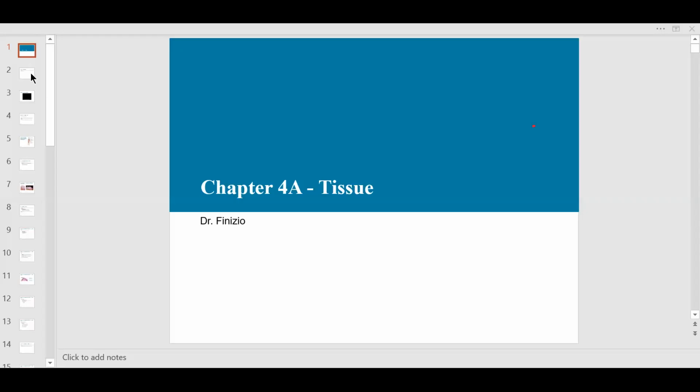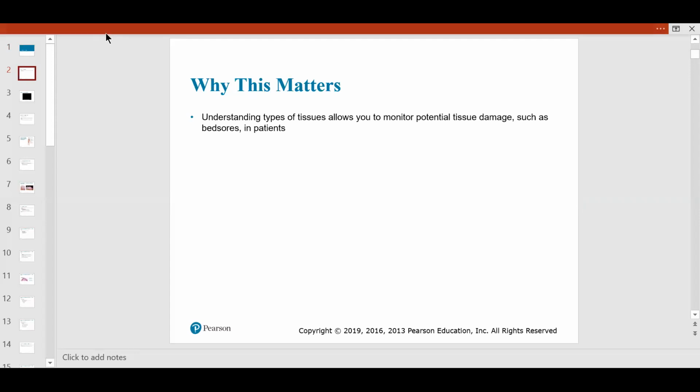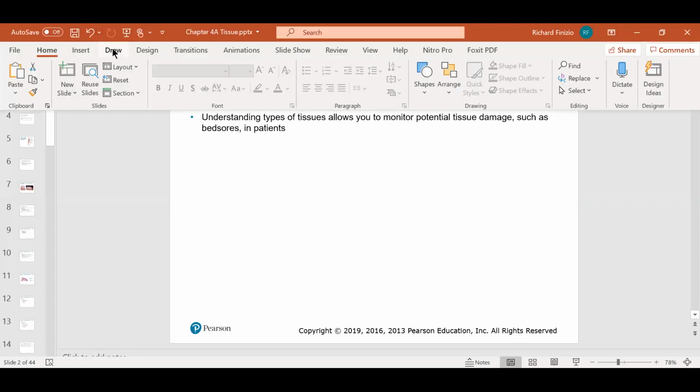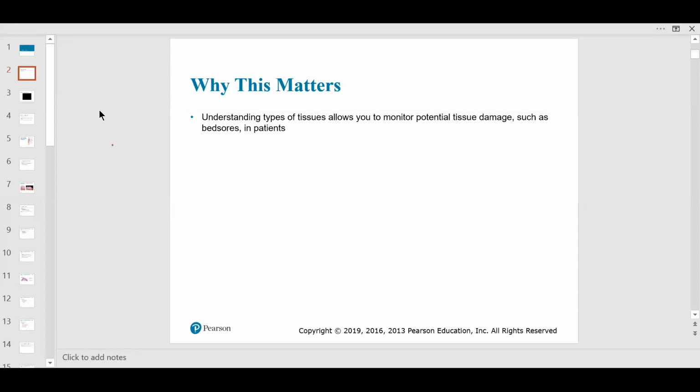So the beginning of tissues now, and you know the four basic tissue types. Of course, this matters because tissues are groups of similar functioning cells. So we have epithelial, and then we have muscle tissue, and then you have connective tissue and nerve tissue.